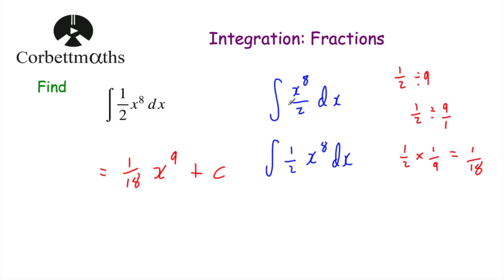So if you're dividing by 2, it's the same as multiplying by half, so you can just bring that fraction in front. Half times x to the power of 8 is the same as x to the power of 8 divided by 2. So I just mentioned that you may encounter it like this, and you can just rewrite it in that format. Okay, let's have a look at our next example.